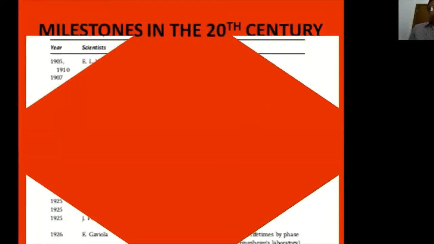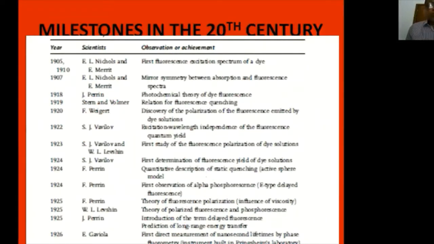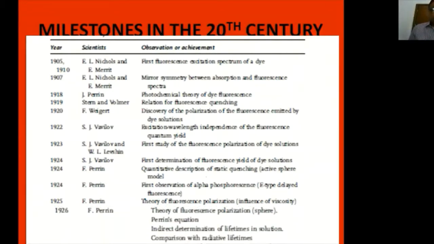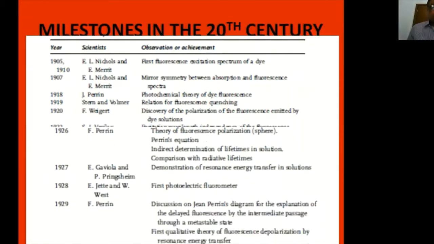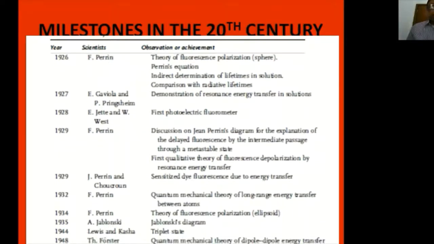And also in the 20th century, there are a lot of milestone contributions. The mirror symmetry relationship is one important contribution. Then Perrin's law, Kasha's law, and polarization of the fluorescence are all important contributions. So you can see the entire set of contributions in the 20th century also forms part of the history of fluorescence.